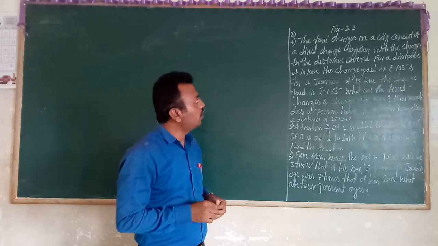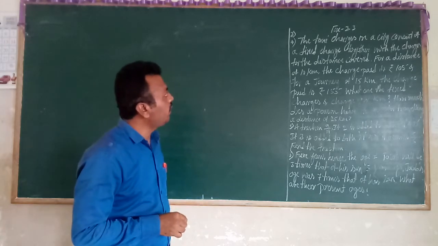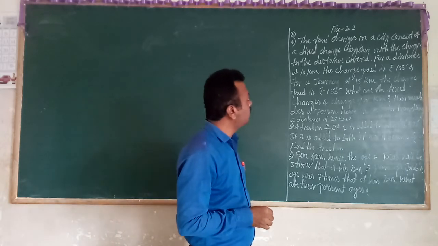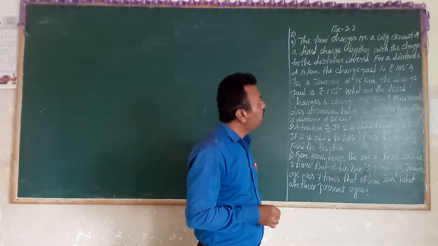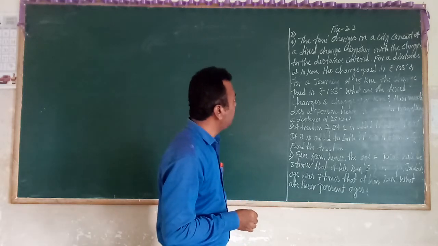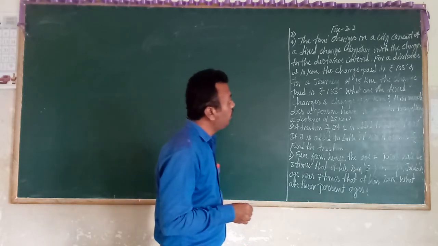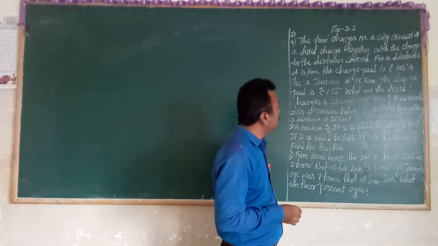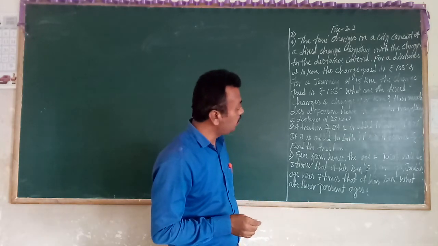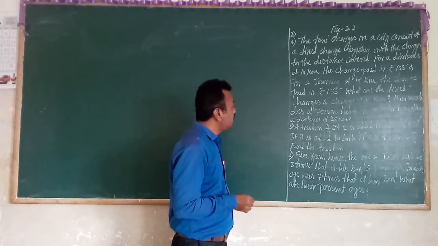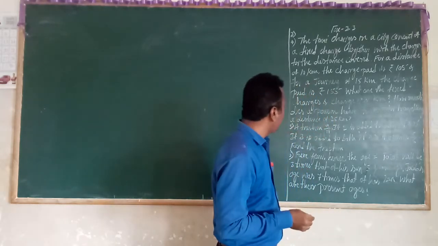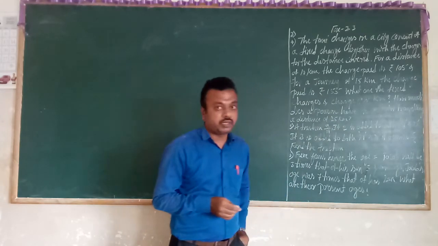See, the taxi charges in a city consist of a fixed charge together with the charges for the distance covered. For a distance of 10 km, the charge paid is rupees 105, and for a journey of 15 km, the charge paid is rupees 155. What are the fixed charge and the charge per kilometer? How much does a person have to pay for traveling a distance of 25 km?